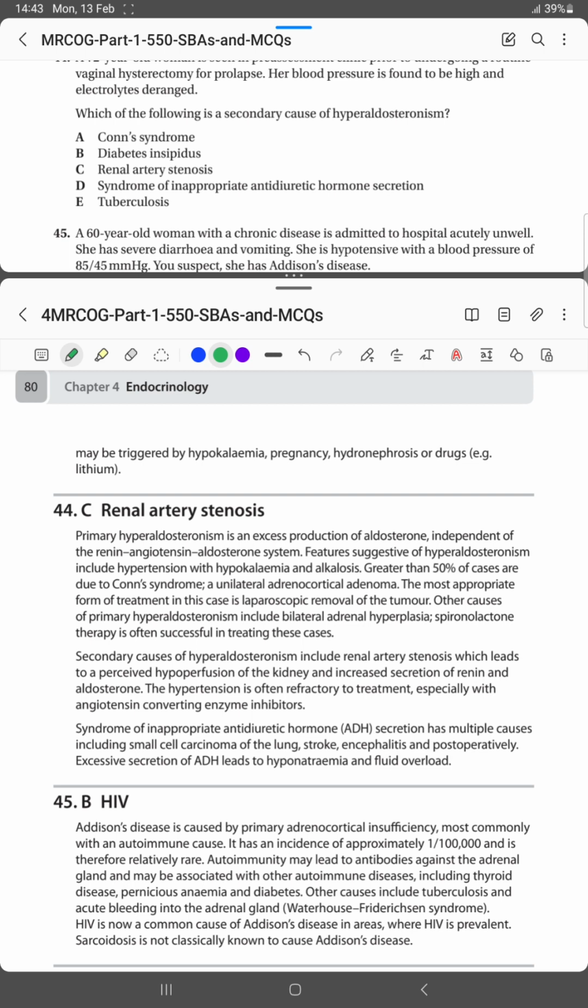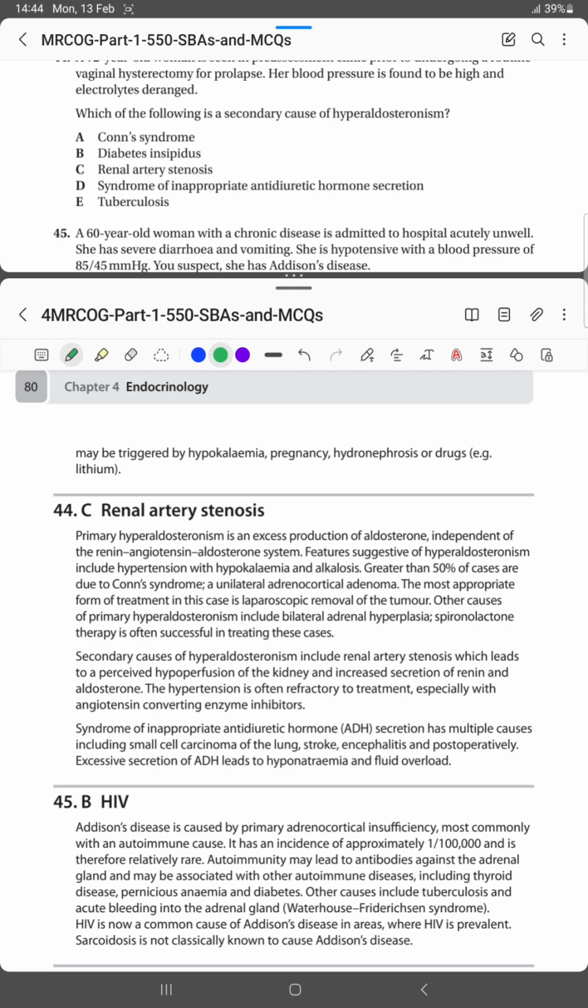The most appropriate treatment in this case is laparoscopic removal of the tumor. Other causes of primary hyperaldosteronism include bilateral adrenal hyperplasia, and spironolactone therapy is often successful in treating these cases. The secondary causes of hyperaldosteronism include renal artery stenosis, which leads to perceived hypoperfusion of the kidney and increased secretion of renin and aldosterone. The hypertension is often refractory to treatment, especially with angiotensin converting enzyme inhibitors.